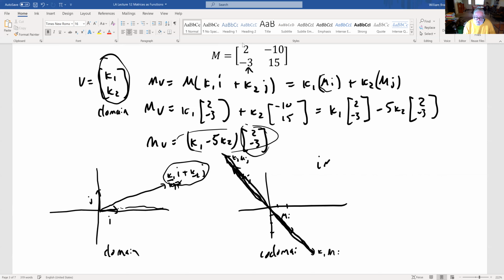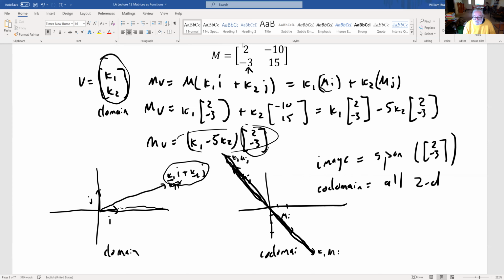So my image is the span of the vector (2, -3), which is a line and one-dimensional. The codomain is all two-dimensional vectors, right? But our image is just a subset of that.